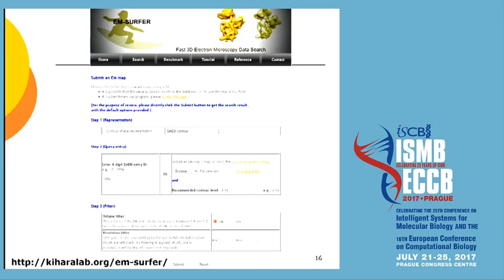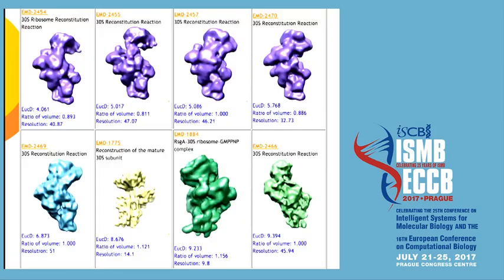In EMSurfer, if you just want to search, you can put in the EMDB ID. In EMDB, the EM map has 4-digit IDs. Or if you would like, you can also upload the EM map, and it will be converted to the 3D Zernike descriptors, and then searched against the whole set of EM maps in the EMDB. This is one example. The first one is the query. This is a 30S ribosome structure. And those are the top hits from the EM map.